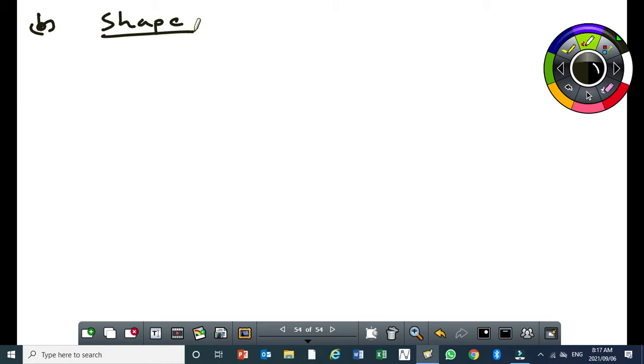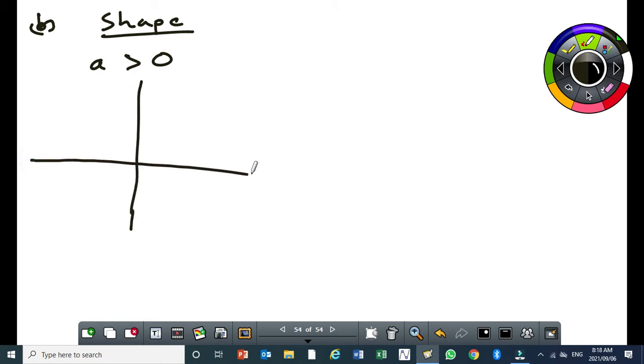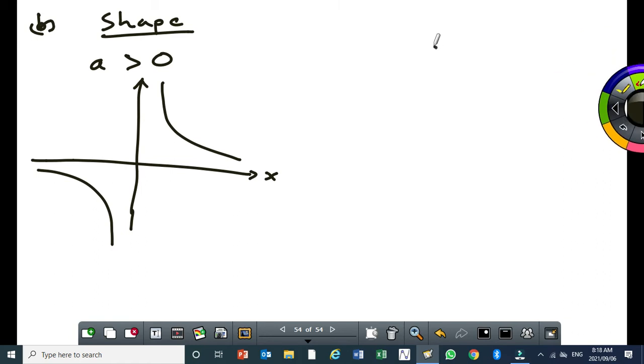So when a is positive, the hyperbola will look like this. You draw the two curves in the first and the third quadrant. Now this function has got asymptotes. It has got two asymptotes, a horizontal and a vertical asymptote.